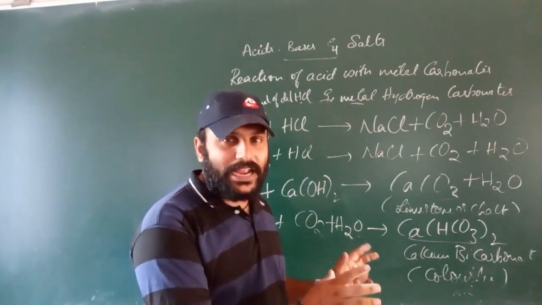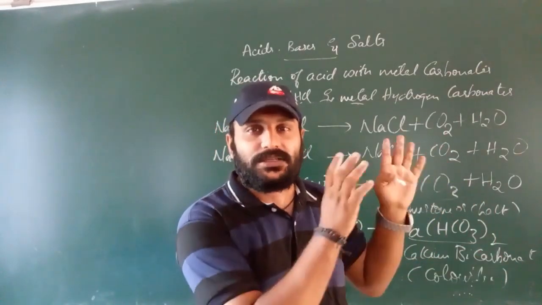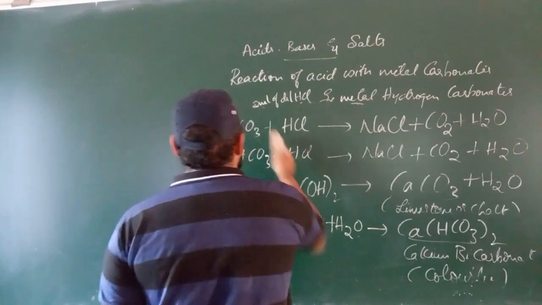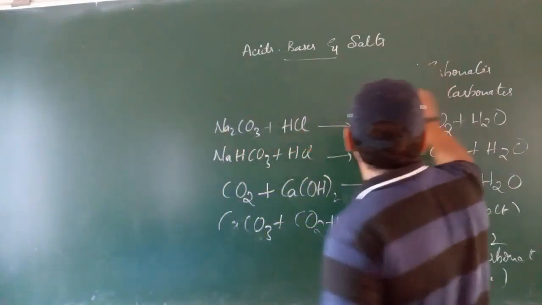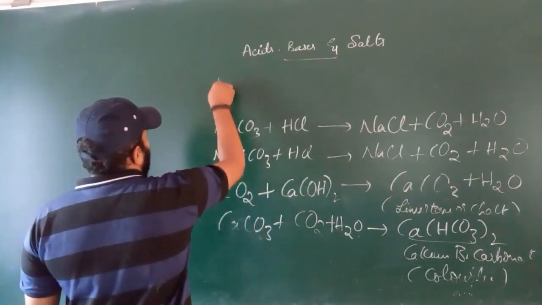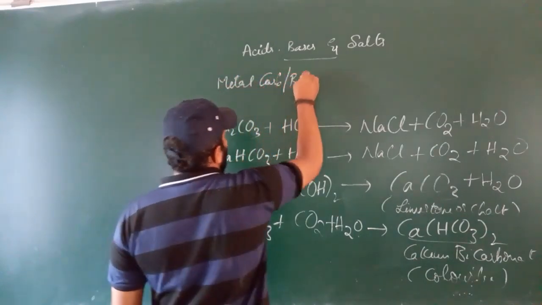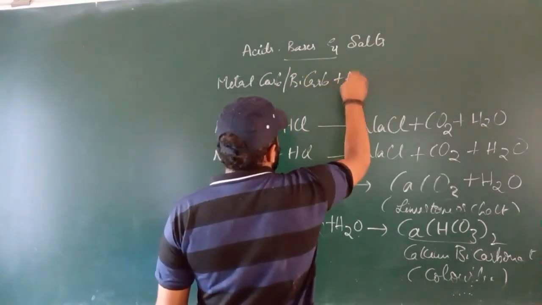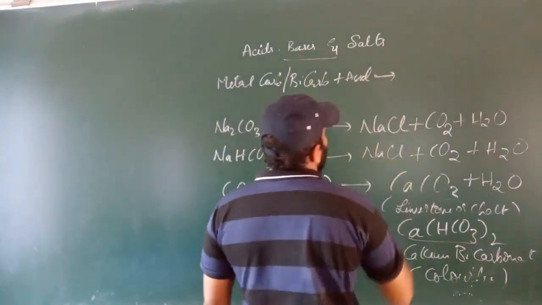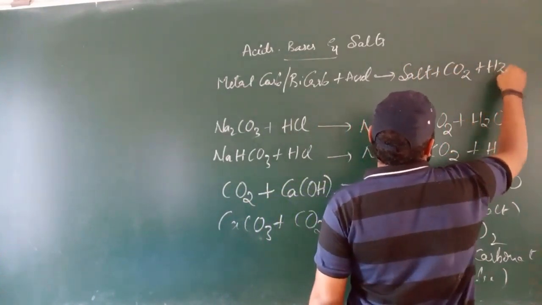When a metal carbonate or a metal bicarbonate reacts with an acid, what are the products we will get? Salt plus carbon dioxide plus water. So what is the generalized equation we can write here? Metal carbonate or metal bicarbonate, when it reacts with acid, you will get salt plus carbon dioxide plus water.